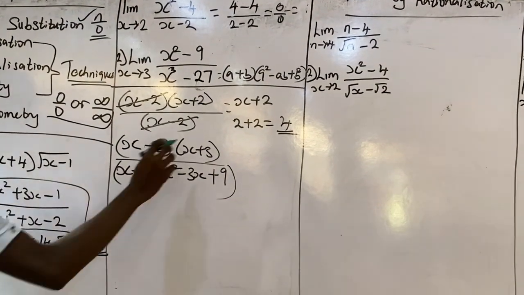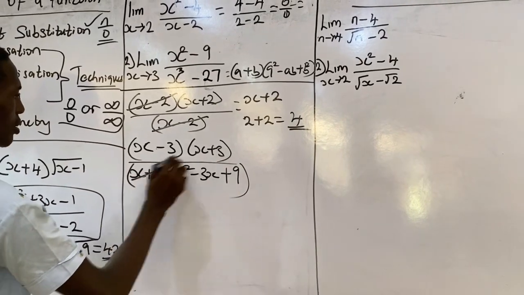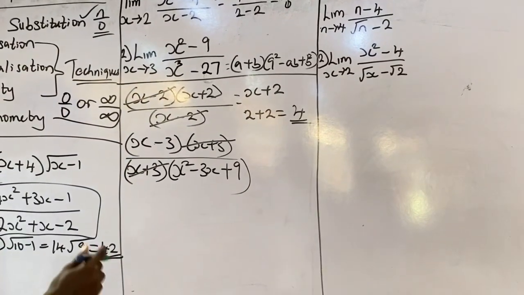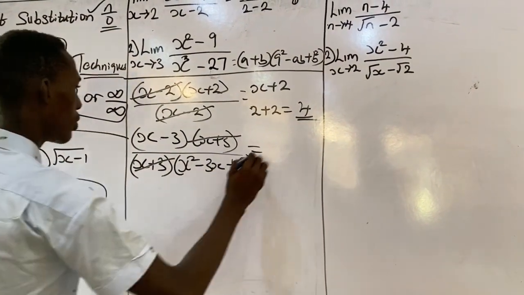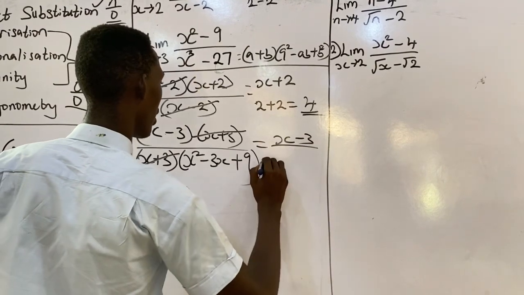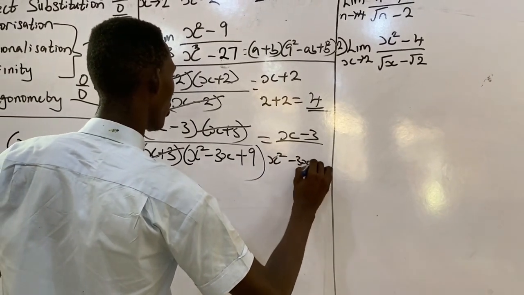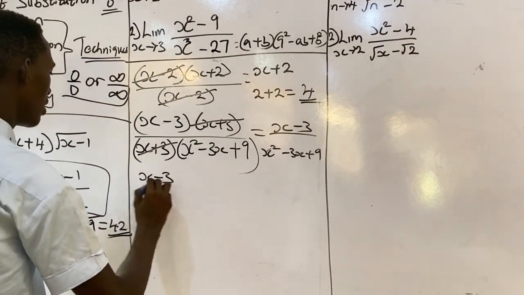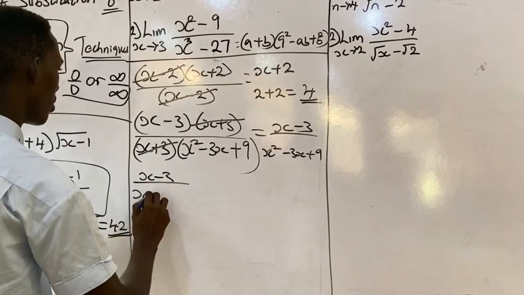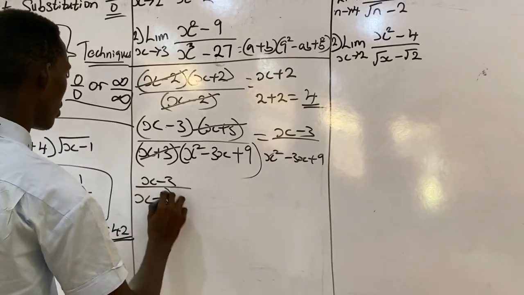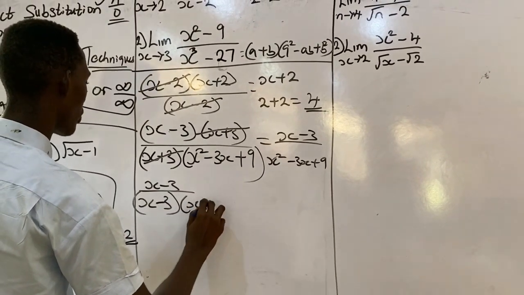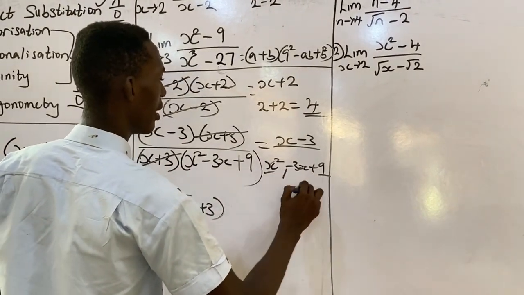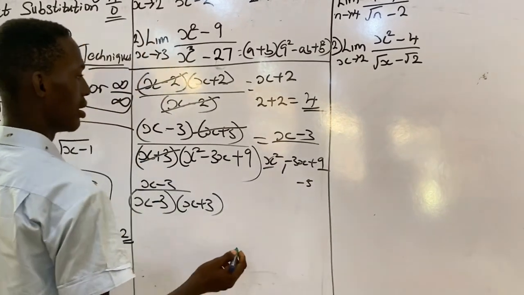X minus 3 will cancel what? X minus 3. Now, if you have to factorize this, note you have x minus 3 over x squared minus 3x plus 9. If you factorize this, you are left with what? x minus 3, open bracket, x minus 3, and you have x plus what? 3. And if you want me to expand that for you, you have minus 3 and minus 3.